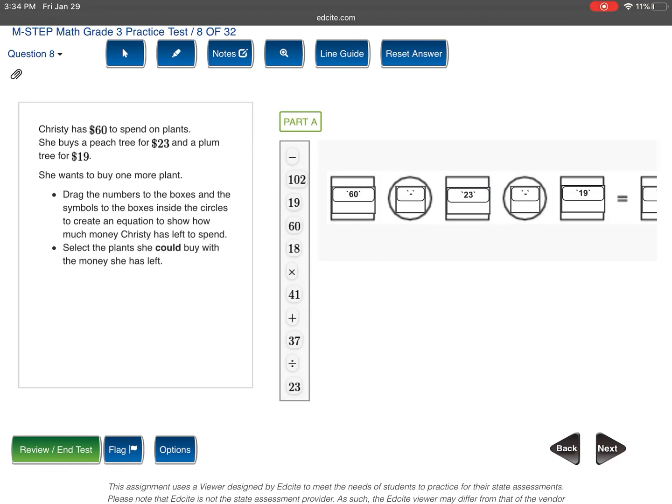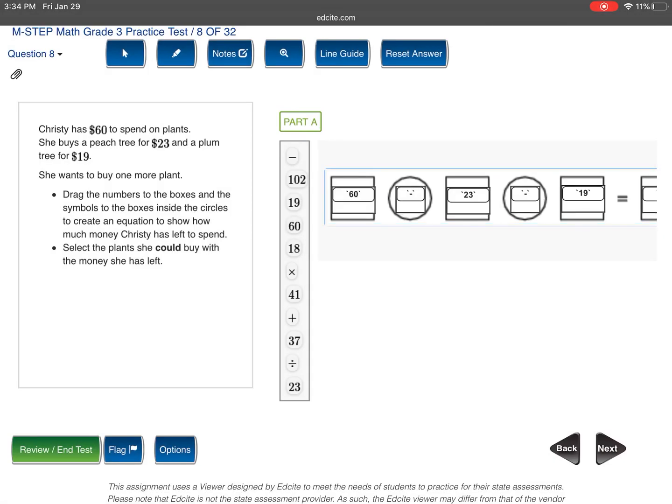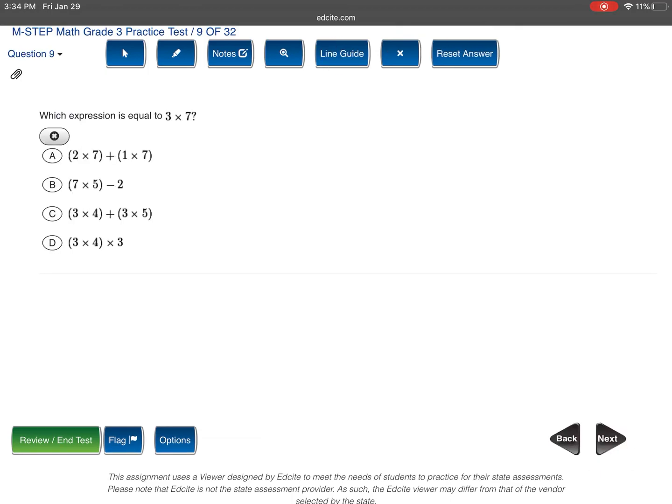Okay, and you can't quite see it on here. It'll look better on the real test. So I'm going to double check. She has $60 to spend. She bought a peach tree for $23, and then she bought a plum tree for 19. So I subtracted, and I have 18 left. So I think that is right. I'm going to go ahead and click next.